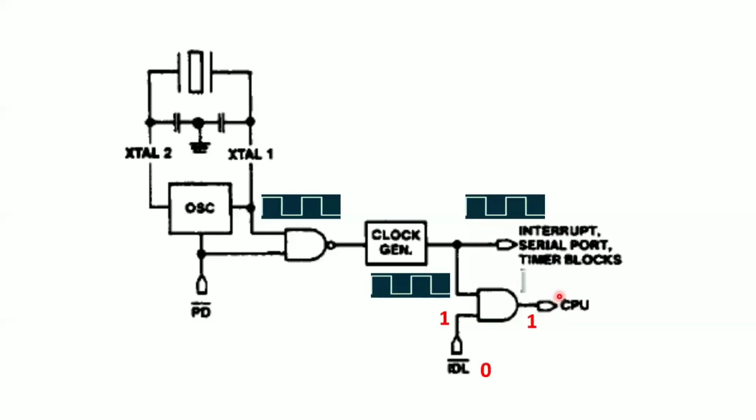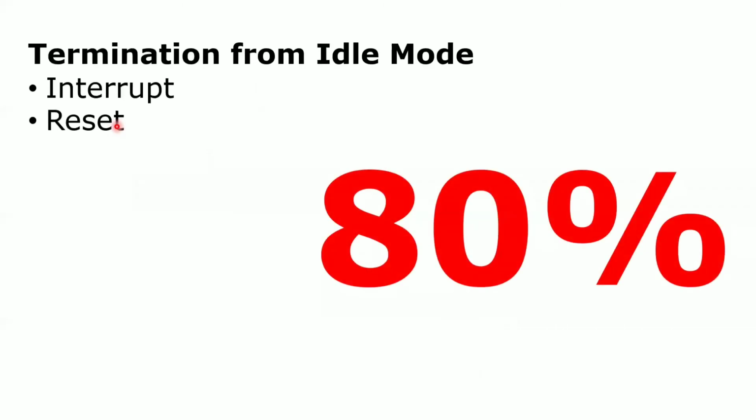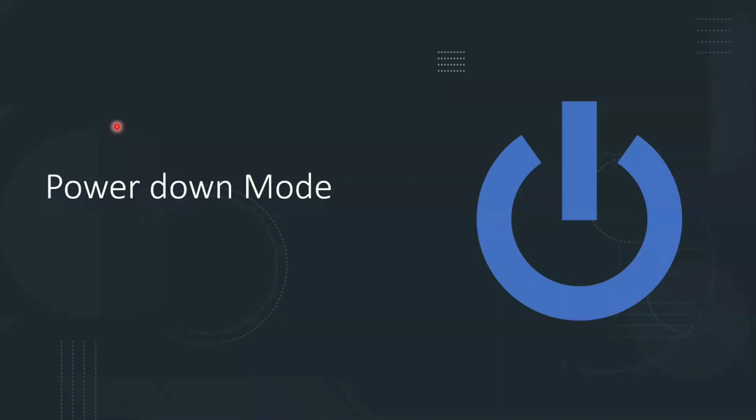Next, coming to your power down mode. First, how do we terminate the idle mode? Either you press a button, that is your interrupt, or use the reset button. Reset button is like your power button. With the help of this idle mode, I can save up to 80% of the power. And coming to the next, power down mode.